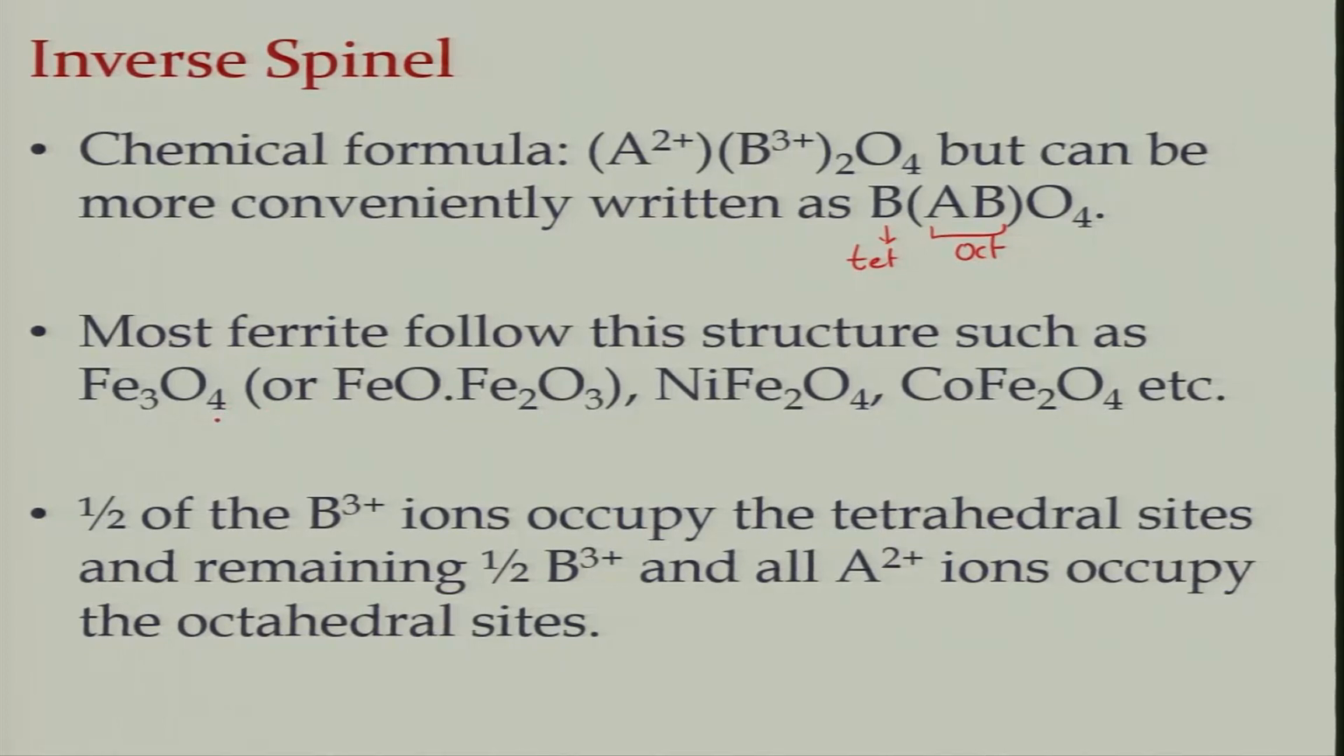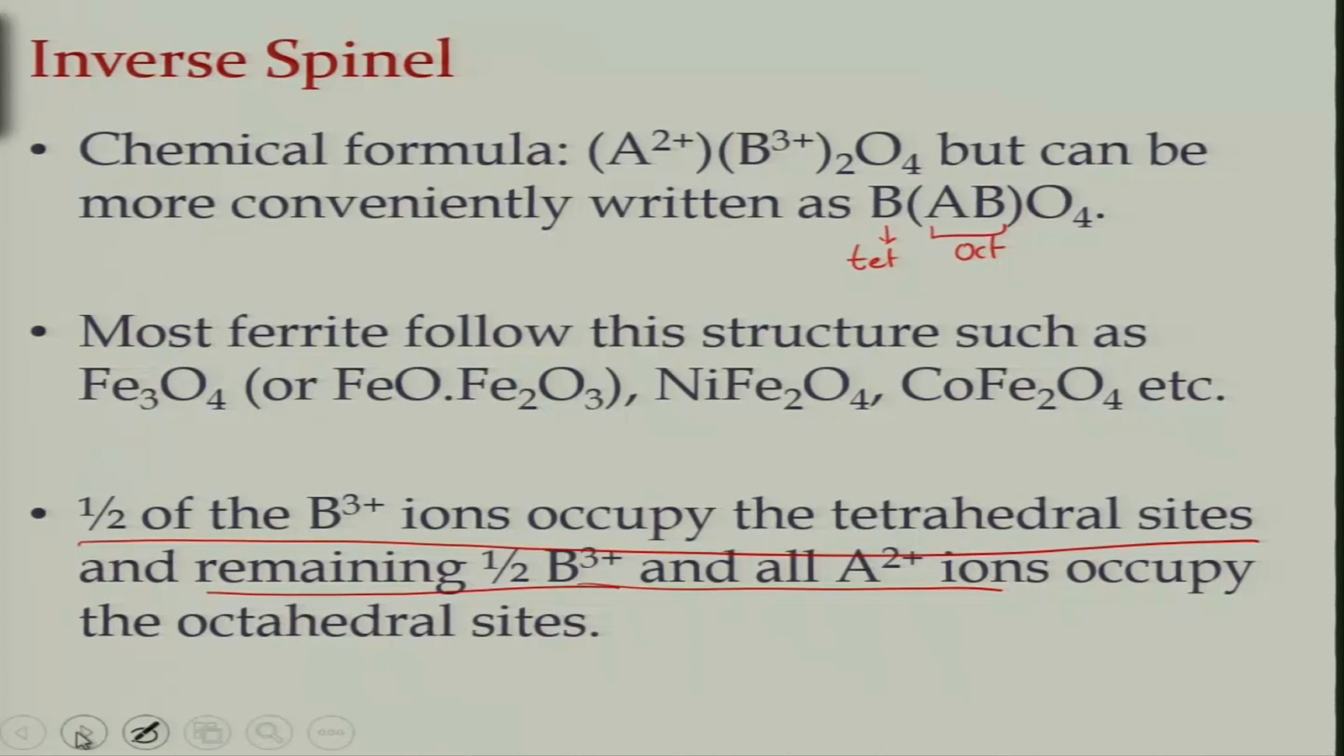So iron oxide, which is Fe3O4, nickel ferrite, cobalt ferrite, etc., they all follow this inverse spinel structure. And depending upon the arrangement, all of these ions you can see, nickel, iron, cobalt, they all have magnetic moments. So depending upon their distribution in these tetrahedral and octahedral sites, they carry certain magnetic moment. Which is outside the scope of this lecture, but it's an interesting exercise to do for you. So essentially here half of the B ions occupy the tetrahedral sites and remaining B and all of the A occupy the octahedral sites. This is how the inverse spinel structure is.